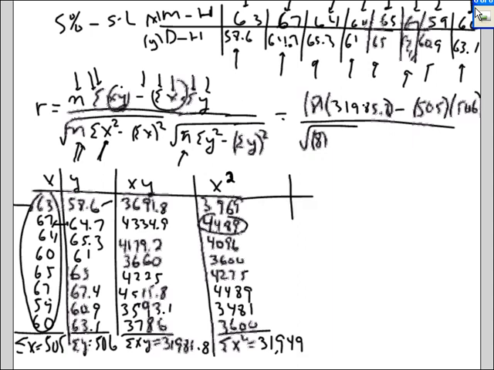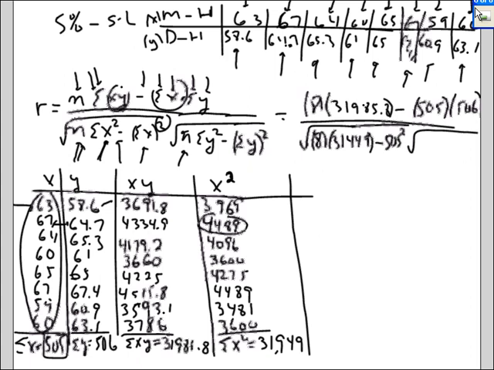31,449. Okay, so that's what goes next to the n. Minus, does say minus, the summation of x, and then we square it. Well, the summation of x is 505. So you have to do 505 squared. And that's what goes underneath the first square root sign.